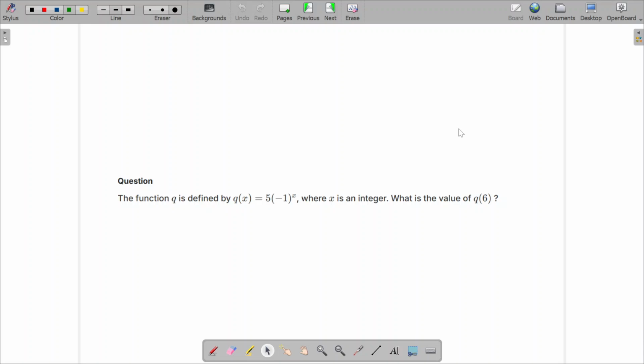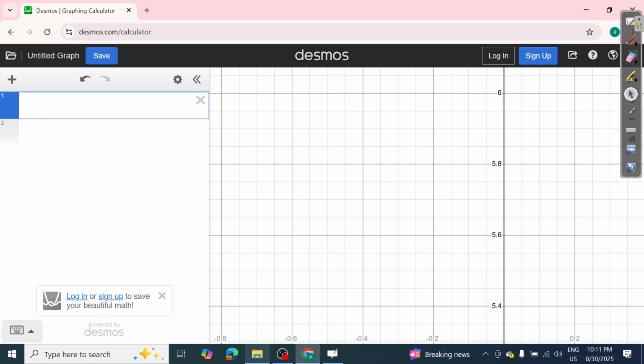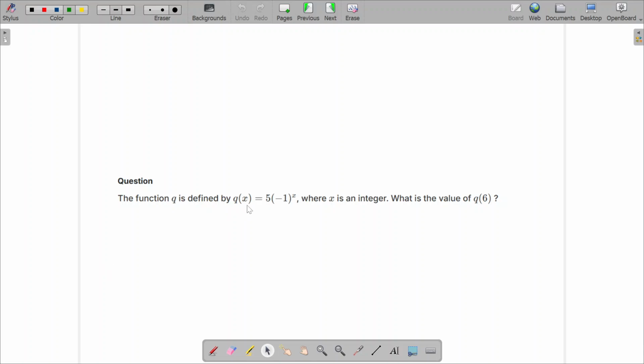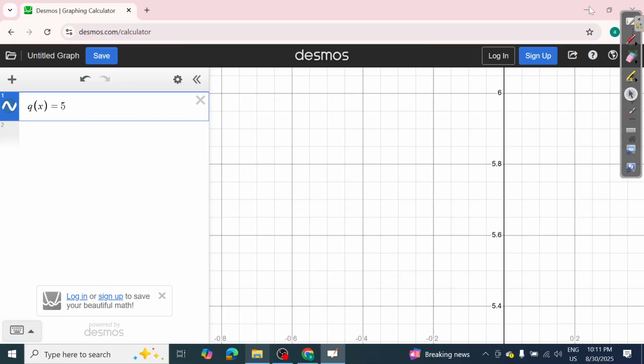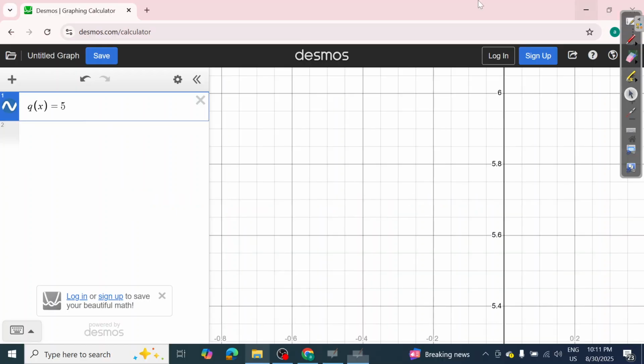Right now I'm going to show you using Desmos. So let's write it down. Q of x, 5 times -1 raised to the power x. We can also write f of x instead of q of x, but that's okay because it's a function anyway. Oh, I forgot. See, when I'm talking, I'll forget. -1 raised to the power x.